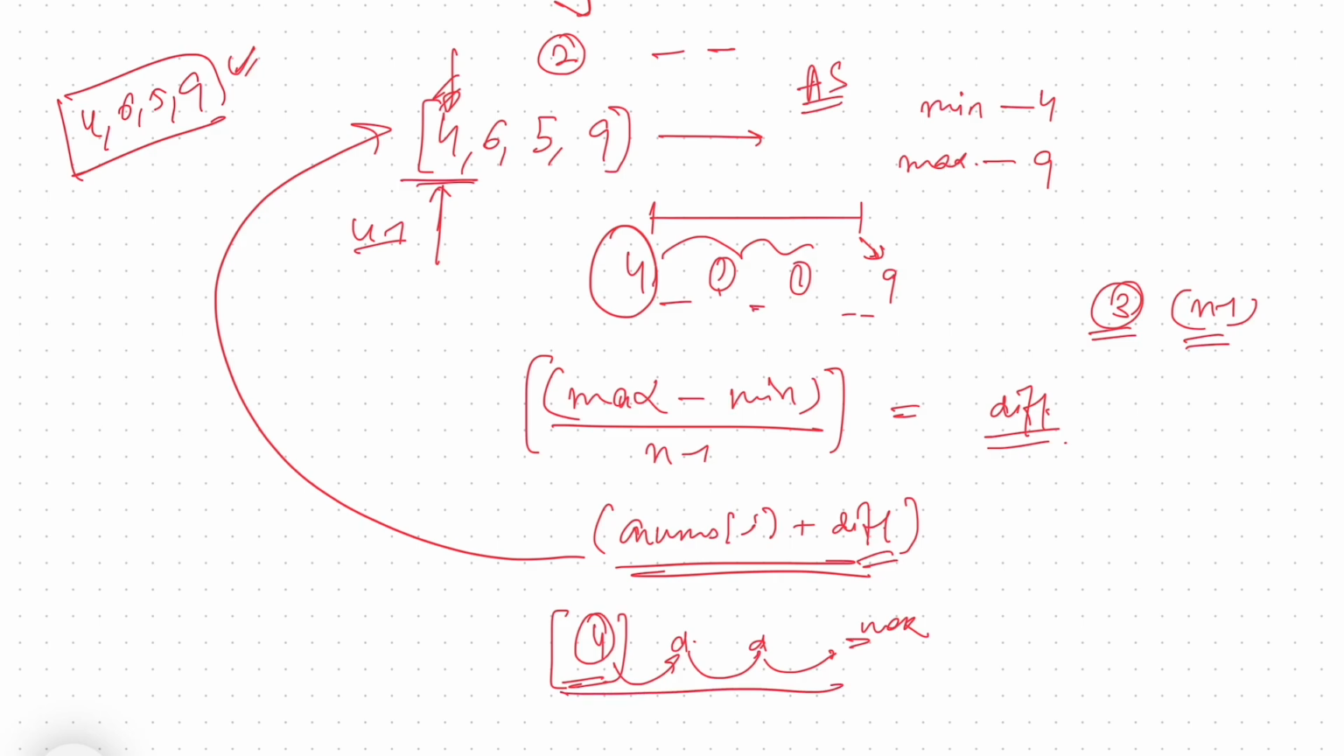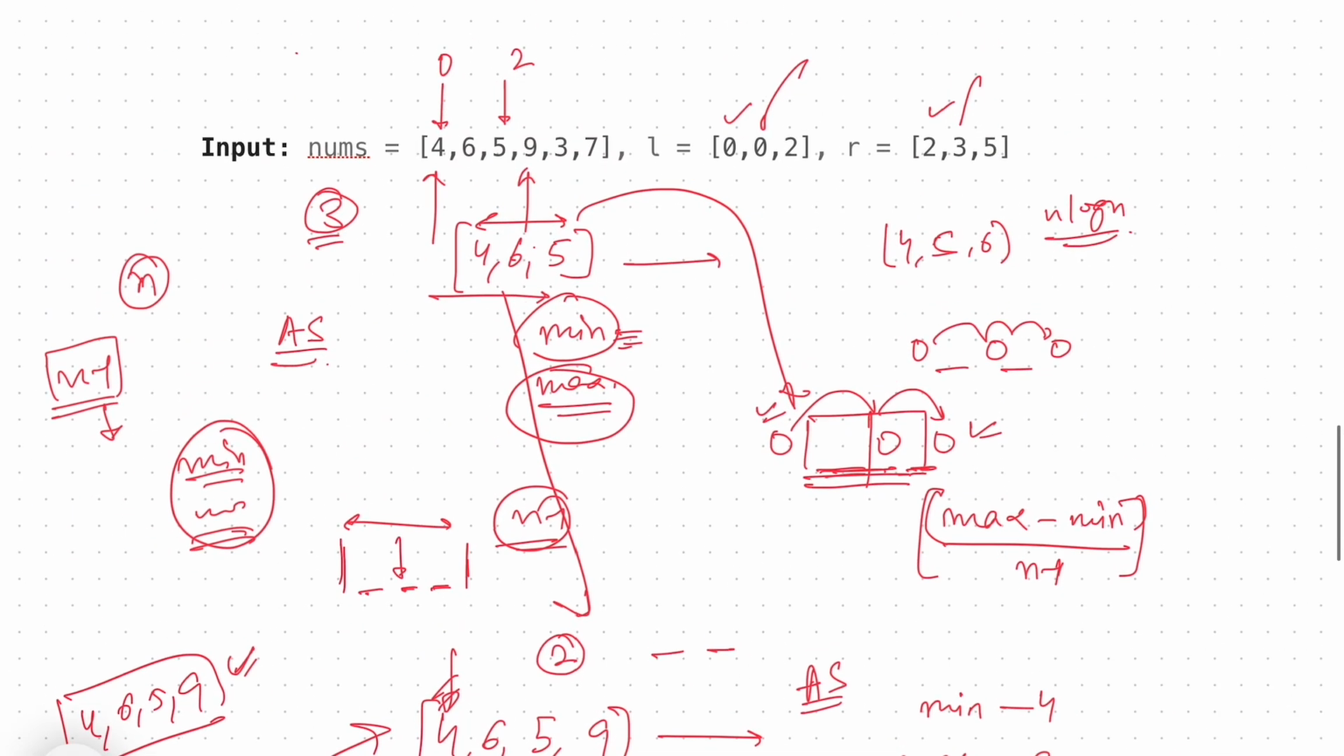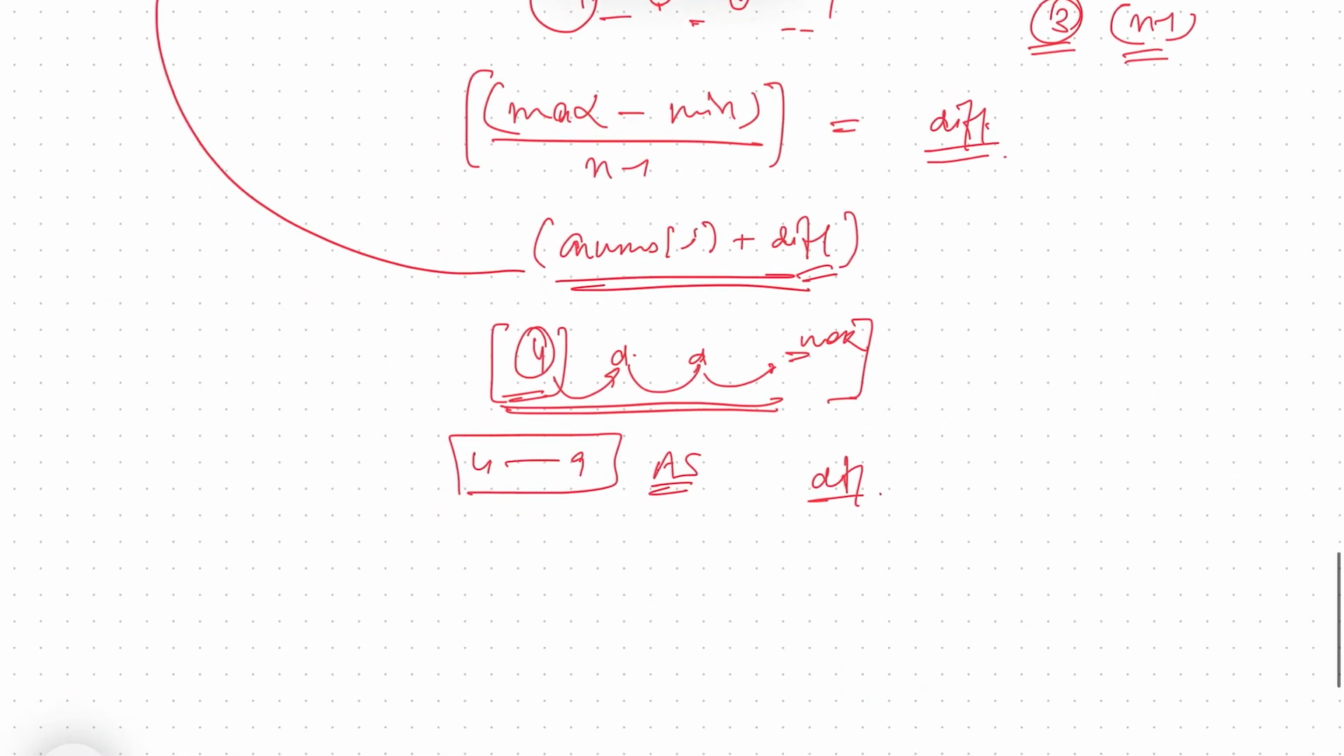If all the elements are checked and we have reached the maximum element, it means from 4 to 9, all arithmetic sequence elements are present with difference diff. So it means this subarray is a valid arithmetic sequence. We just traverse the subarray.